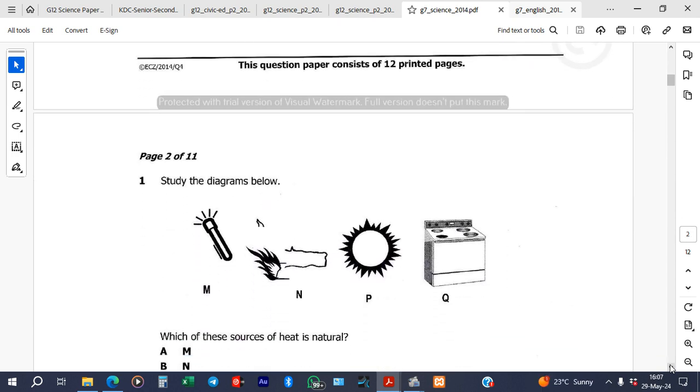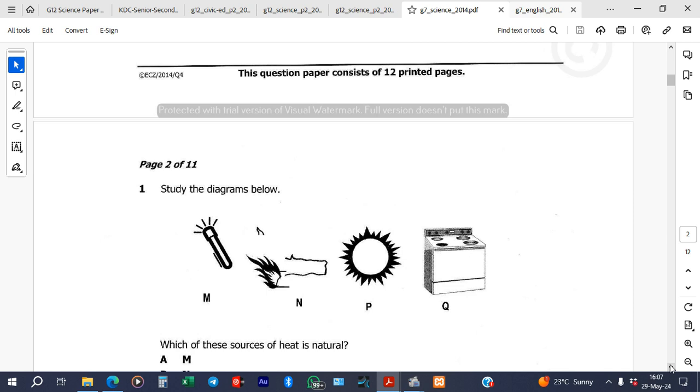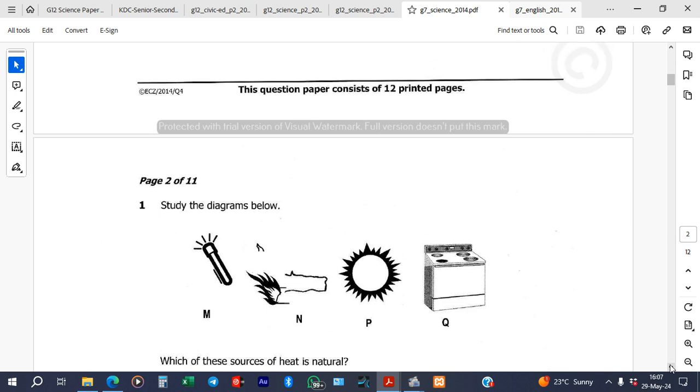It says, study the diagrams below. So we have diagram M, diagram N, diagram P, and diagram Q. Our question says, which of these sources of heat is natural? Okay, so before you answer this question, you need to identify the diagrams that you have. What kind of things are they?